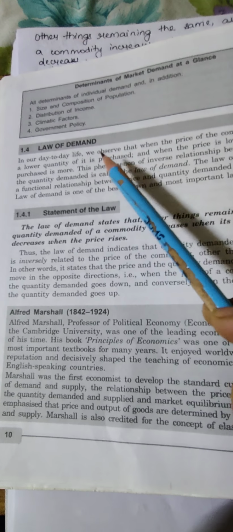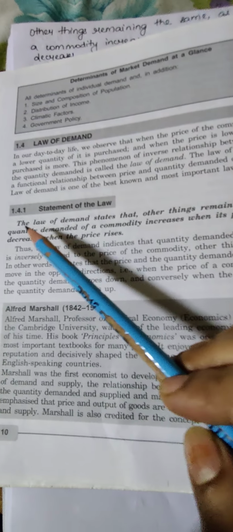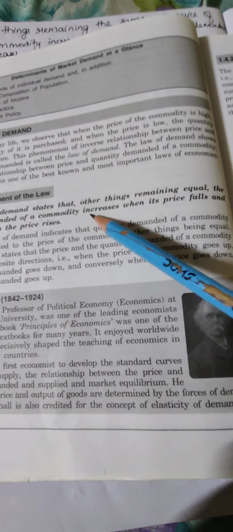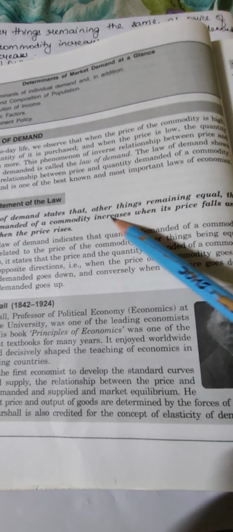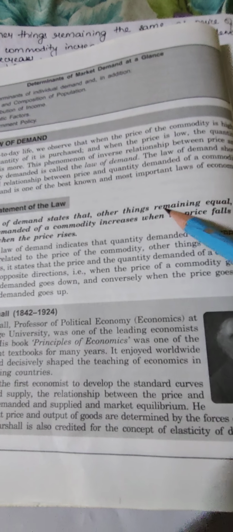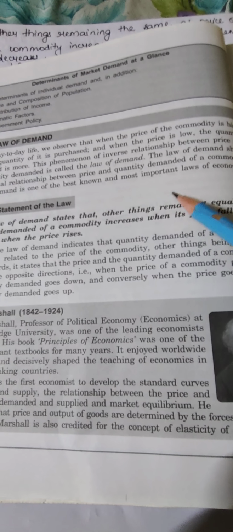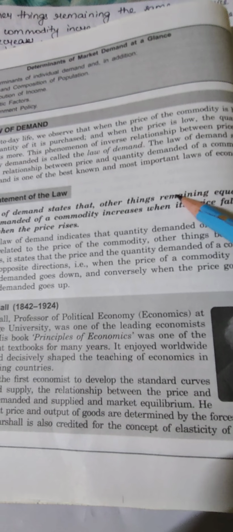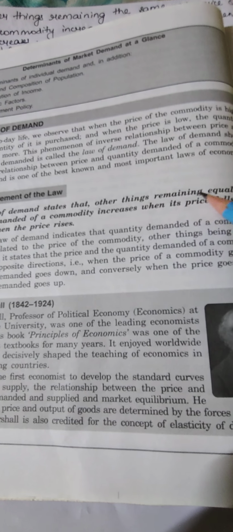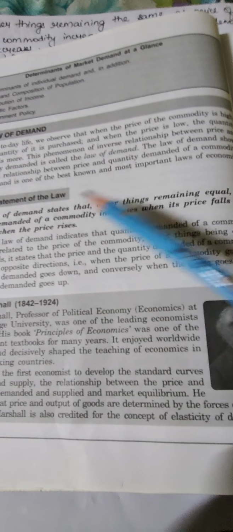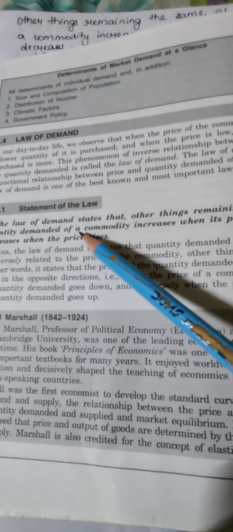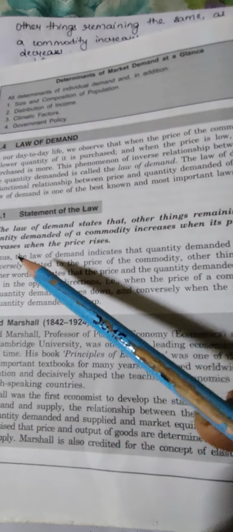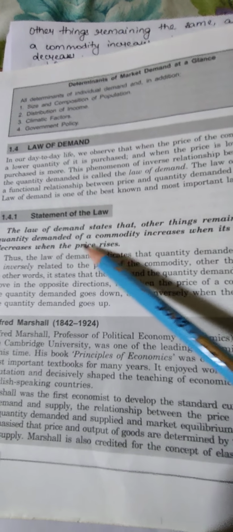Now the law of demand states that, other things remaining equal, and the other things over here will be the determinants of demand which we have already studied, like the income of the consumer, the taste and preferences of the consumer, future expectations of the consumer, etc. All those other things are kept equal. The quantity demanded of a commodity increases when its price falls and decreases when the price rises.